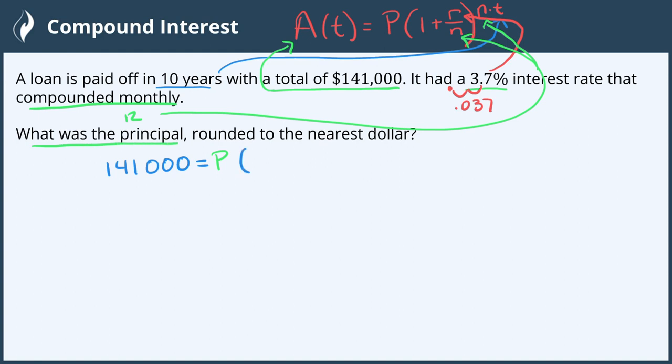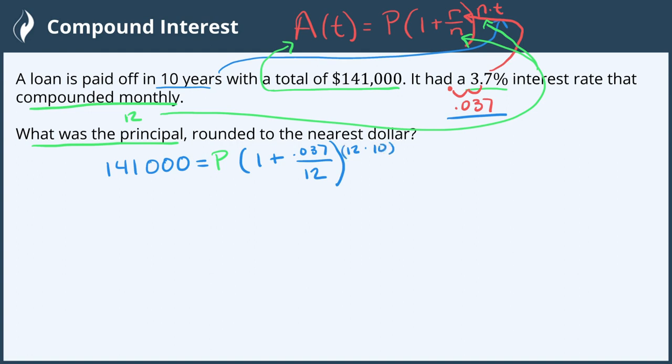The principal times the quantity of 1 plus r was given to us of 3.7% changed to the decimal 0.037. Divided by the number of times per year, and it was monthly, so 12, and raising this to the 12 times t. T is the time in years, and we were given 10 years.